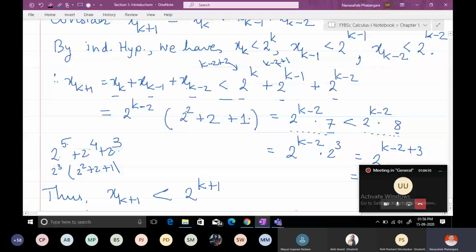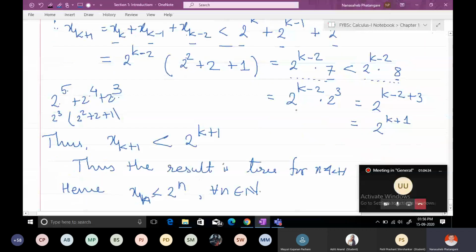Right? But this bracket is 7 and I am replacing 7 by some larger number 8. Right? I can replace. No, this is not a wrong thing, right? Certainly 8 is greater than 7, so I am replacing 7 by 8, and therefore the product becomes larger, correct?